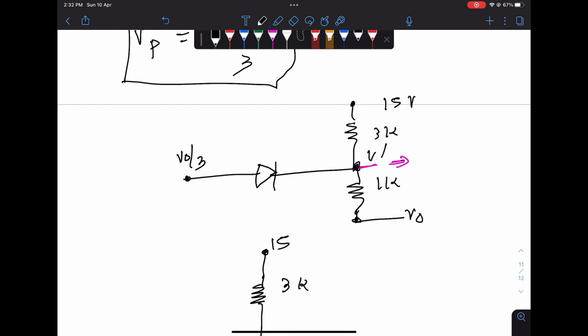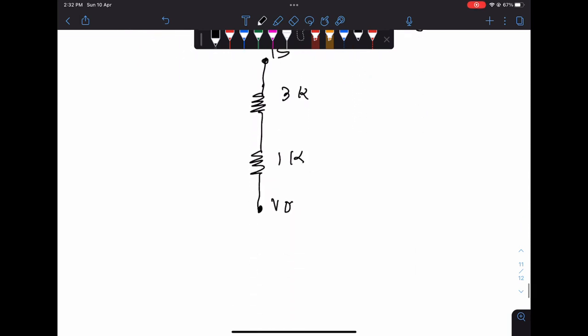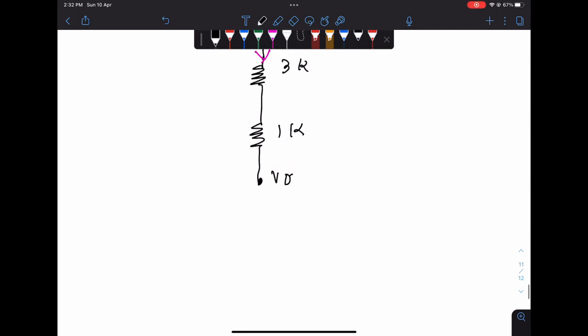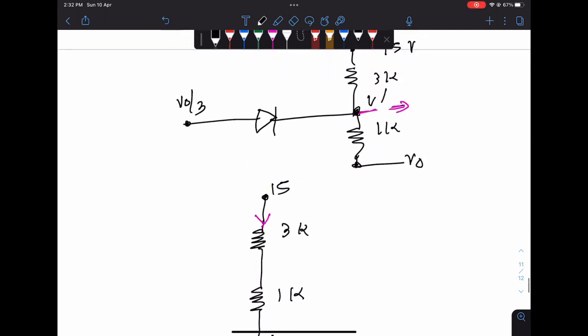For finding that nodal voltage VA, we can use the current equation and find the voltage, and just put the condition that for the diode to be on, the difference between the voltages should be greater than 0.7. And we solve for V0, that will be the maximum voltage, then find the peak to peak just by multiplying by 2.